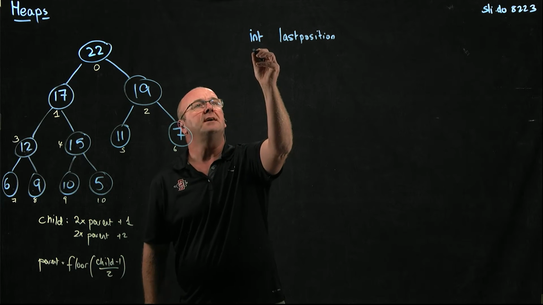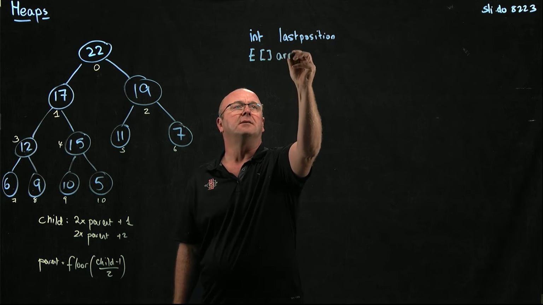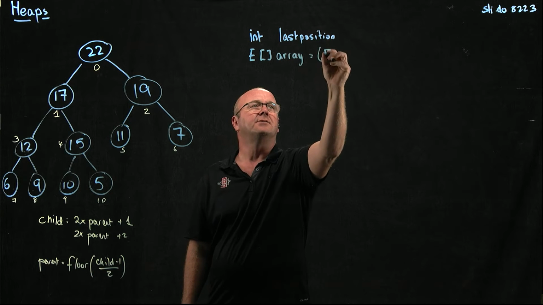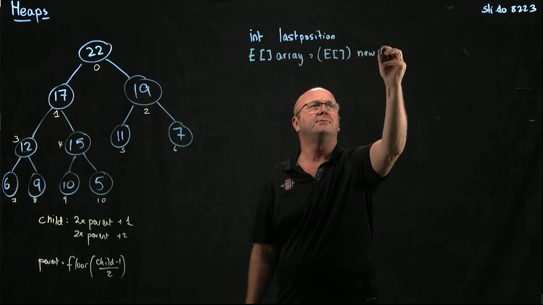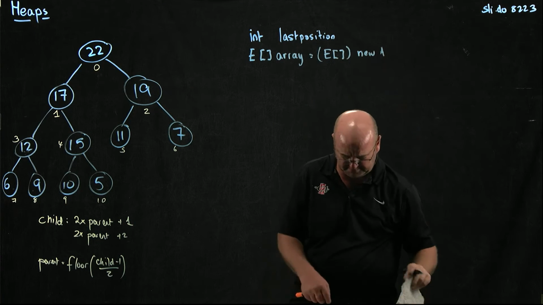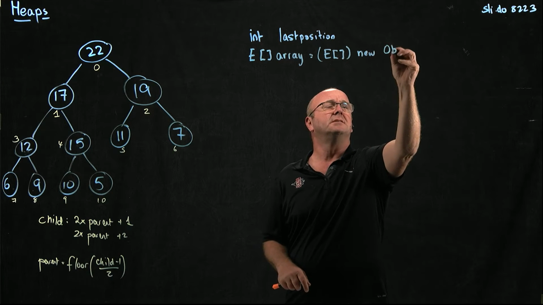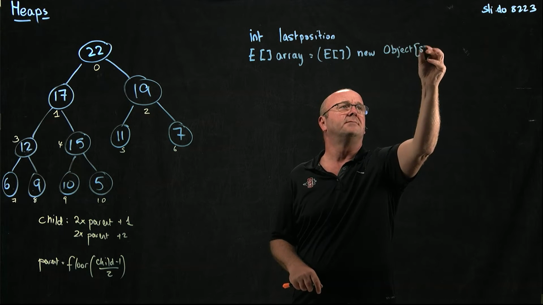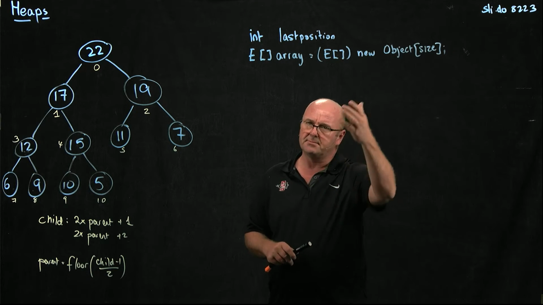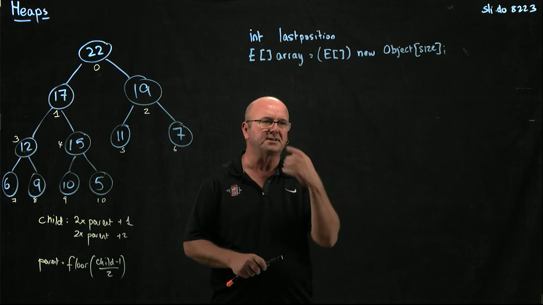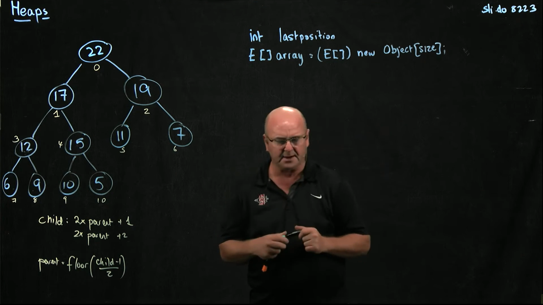And then we're going to have a globally scoped generic array. I'm going to call that array. And of course, the way we do that is we just make a new array of objects of whatever size we want. Okay. So these definitions are going to be in our constructor. They're going to be globally scoped variables that we're going to access. Okay. I'm just not putting all of that code up there.